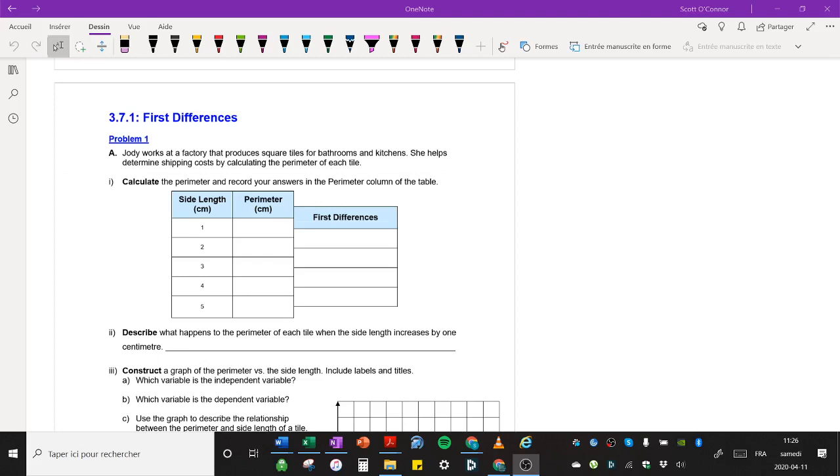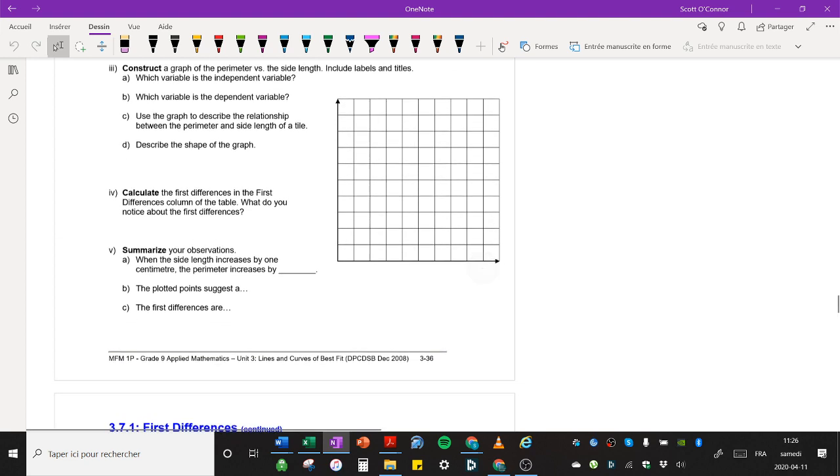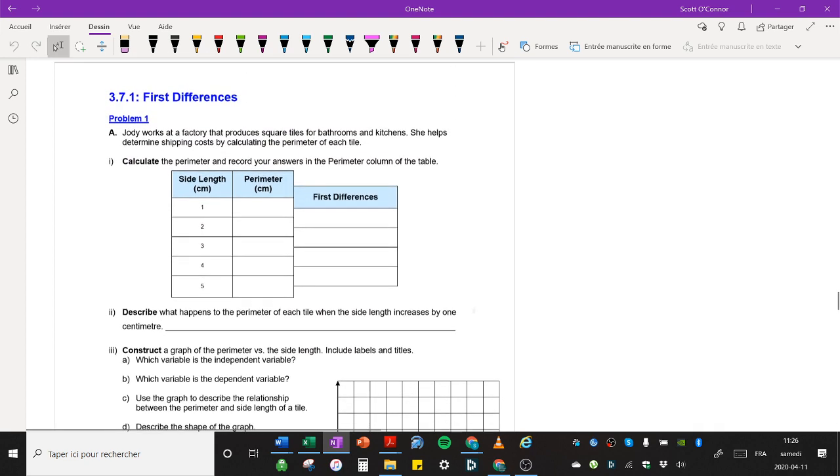Hi class, just wanted to make this quick video to help you out with the handouts for section 3.4 on first differences. These are a couple of pages taken from a tips booklet. I believe it's page 36 to 41.